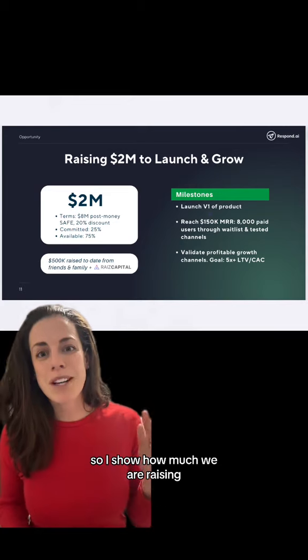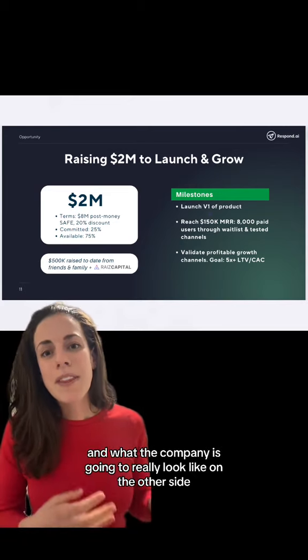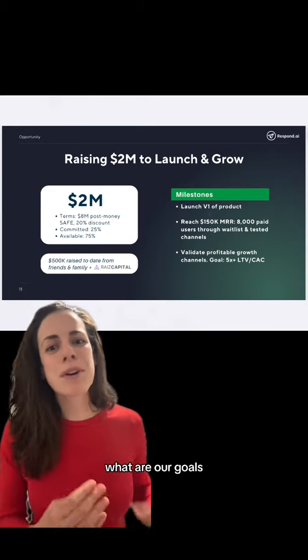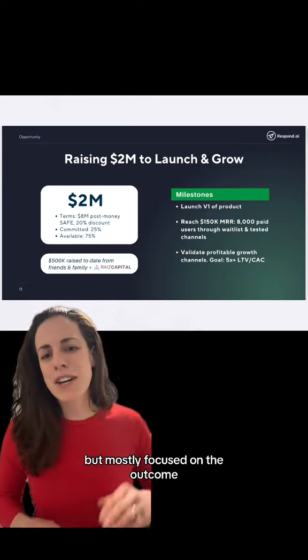So I show how much we are raising, how much of that is committed, and what the company is going to really look like on the other side. What are our goals? What are our milestones? And then a little bit of use of funds, but mostly focused on the outcome.